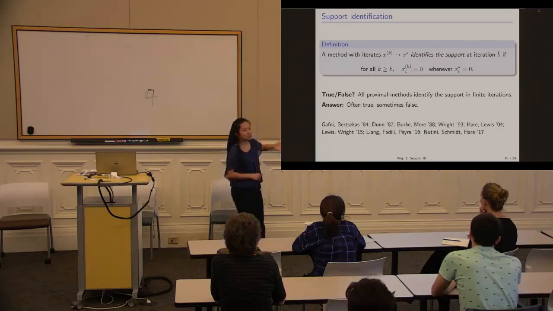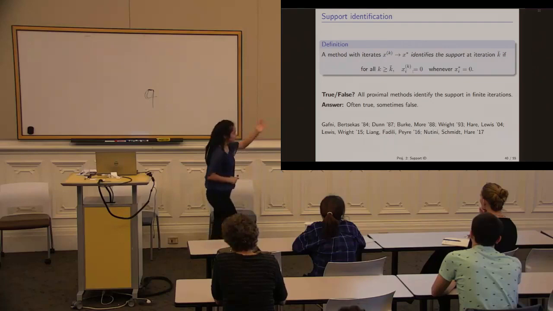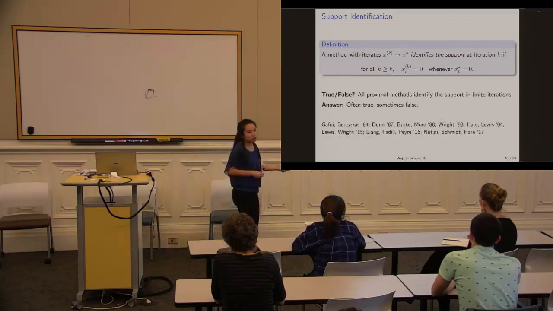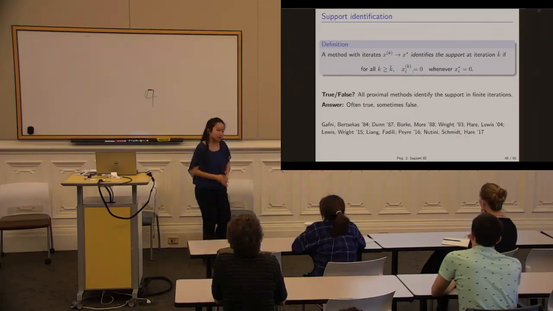So the question that we're going to ask in this part is, is it true that all proximal methods identify the support in finite iterations? Can we actually show that this is provably true? And the answer is often it's true, but sometimes it's false. And if we look through the literature, we'll see basically all the authors take a method and analyze it, you know, to death.